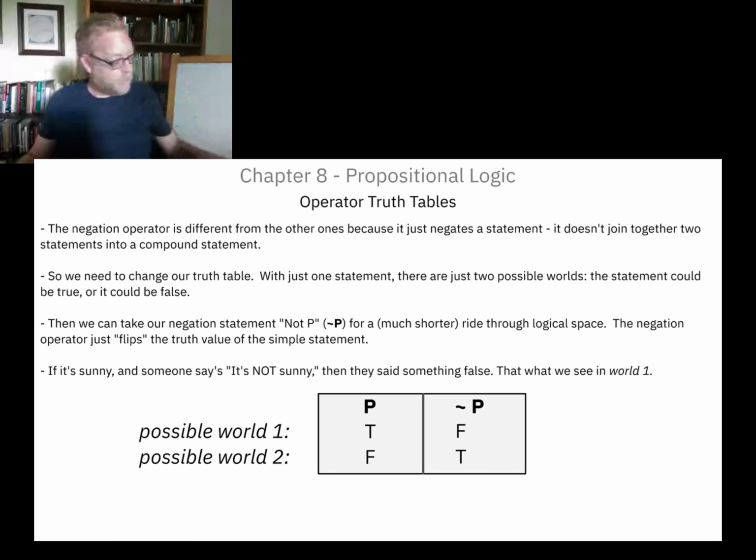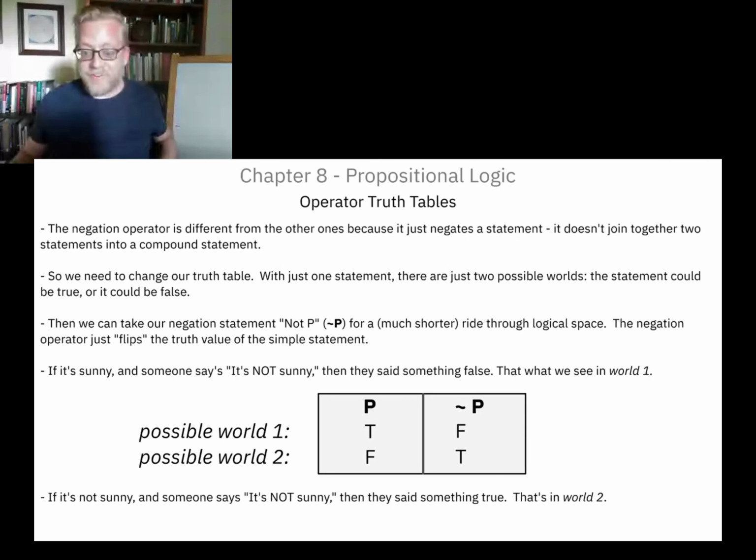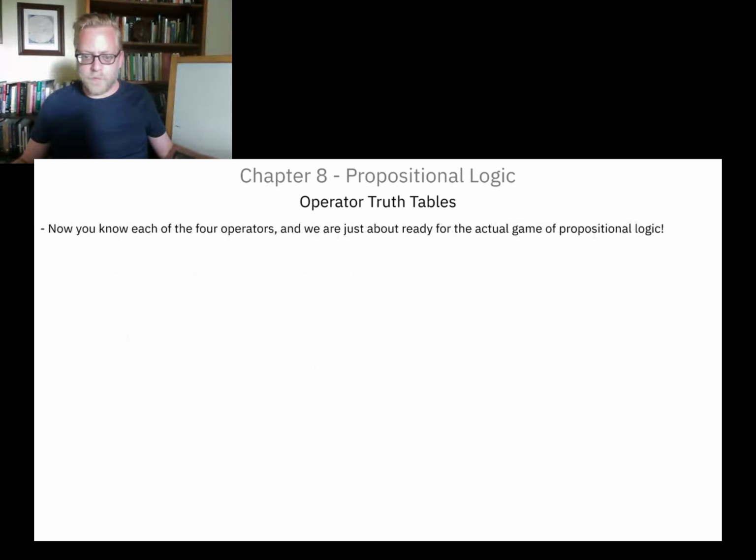On the other hand, if it is not sunny, that's possible world 2, where it's not sunny. I come along in that world and I say it's not sunny. Then what I said was true. So we're defining it just like we did for the other ones. It's just slightly different because it's a single variable that we're dealing with. And so the rule for negations is just going to flip the truth value.